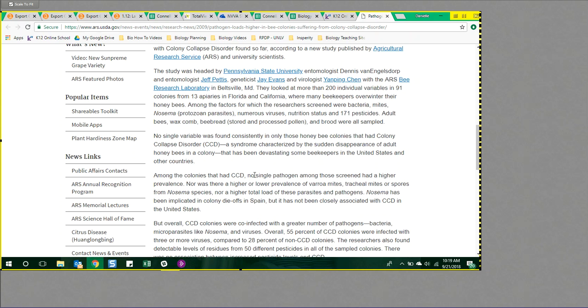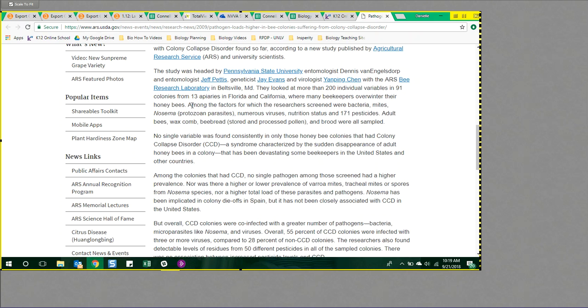They looked at more than 200 individual variables in 91 colonies from 13 apiaries in Florida and California, where many beekeepers overwintered their honeybees. Among the factors for which the researchers screened were bacteria, mites, nosema, which are protozoan parasites, numerous viruses, nutrition status, and 171 pesticides. Adult bees, wax comb, bee bread, which is stored and processed pollen, and brood were all sampled.